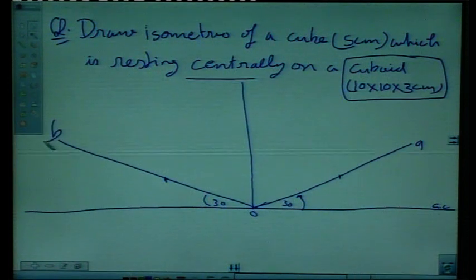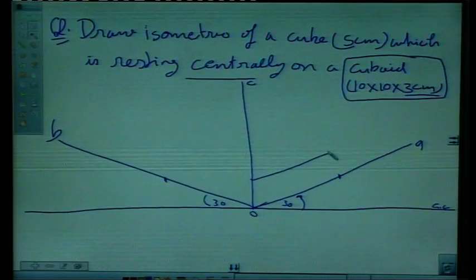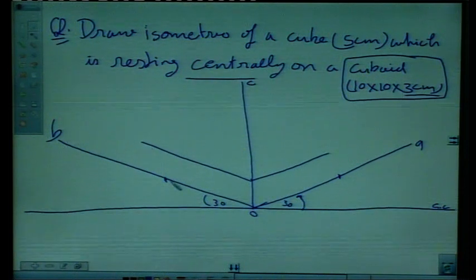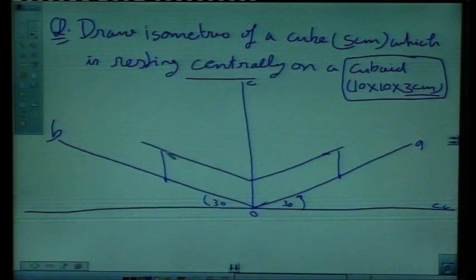On OA mark length. On axis OB mark width. This is again 10, right? And height wise, say height is 3 centimeter. On axis OC mark height, say this is 3 centimeter, right? Now complete the cuboid drawing by drawing parallel lines like this. From here vertical lines like this, because vertical lines remain vertical to this ground line, right? And complete the cuboid.